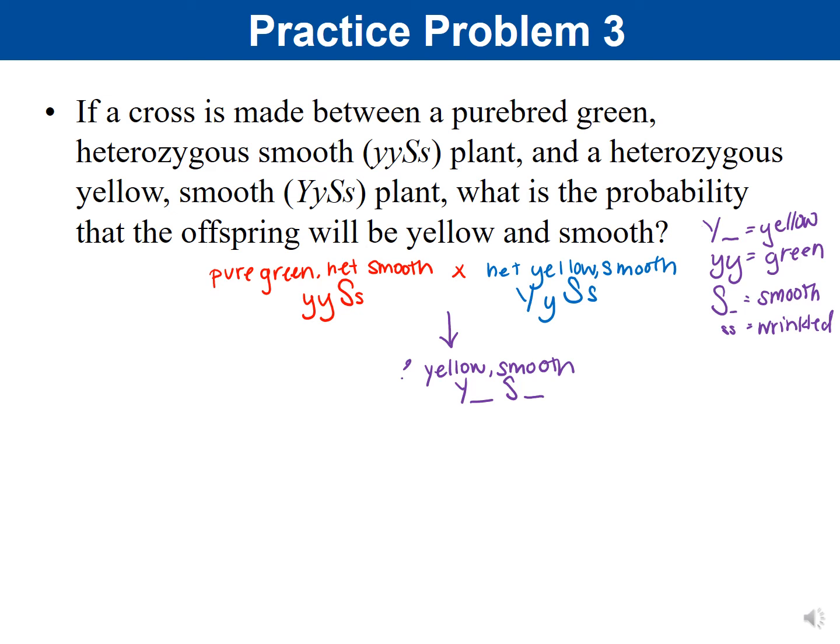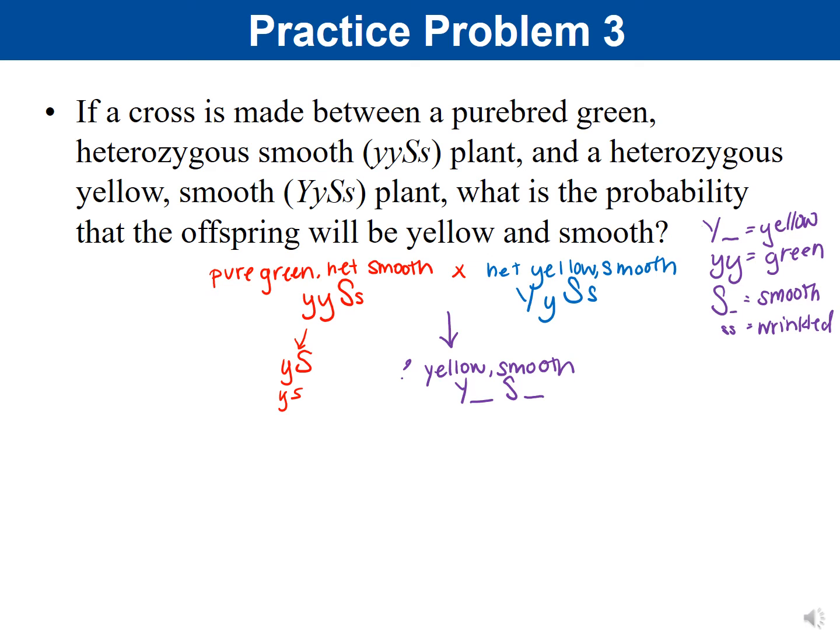So there are two ways that you can solve this type of problem, and I will show you both methods. You can choose whichever method works best for you. So the long Punnett square would be that for each of the parents, you need to figure out possible gametes. For this parent, the possible gametes are little y, big S, and little y, little s.